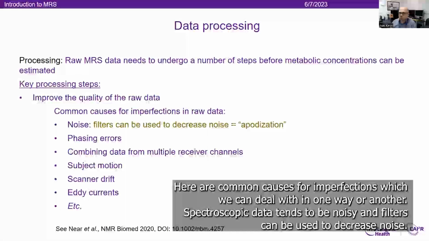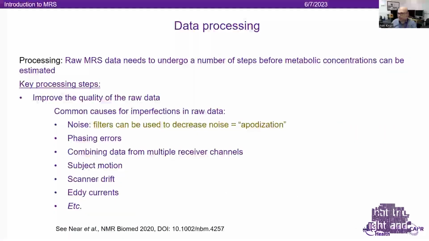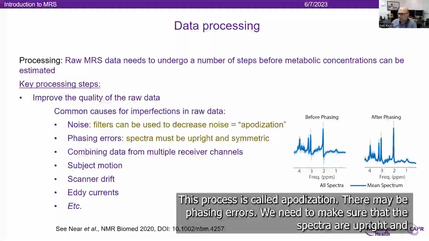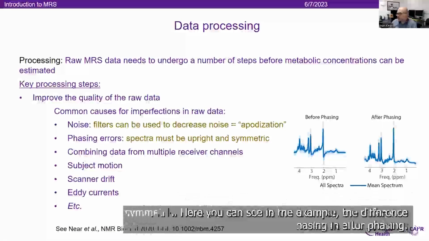Spectroscopic data tends to be noisy, and filters can be used to decrease noise. This process is called apodization. There may be phasing errors. We need to make sure that the spectra are upright and symmetric. Here you can see in the example the difference before phasing and after phasing.